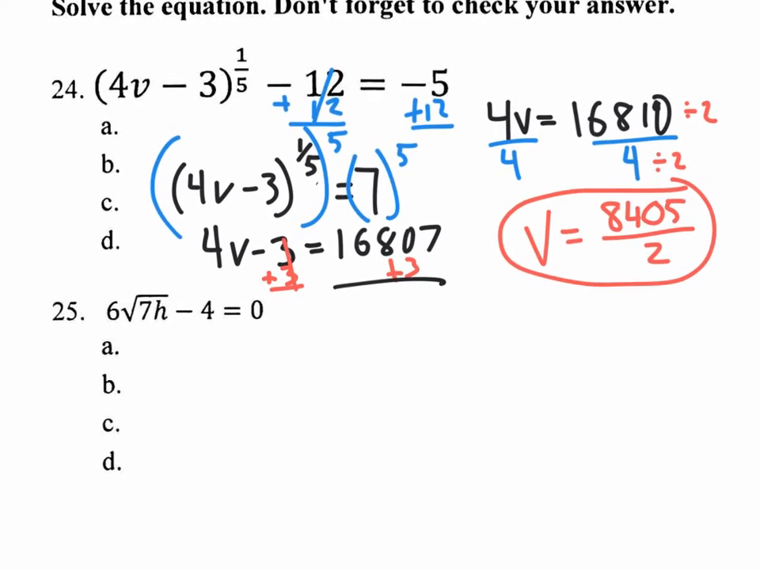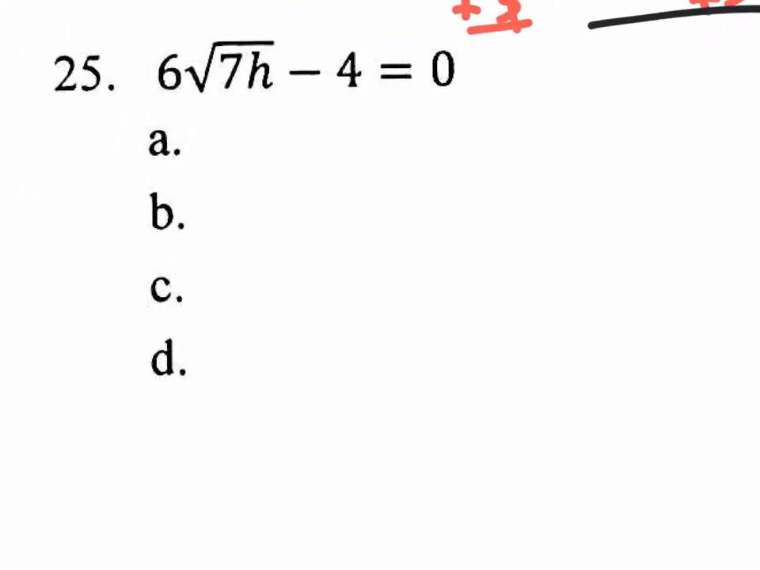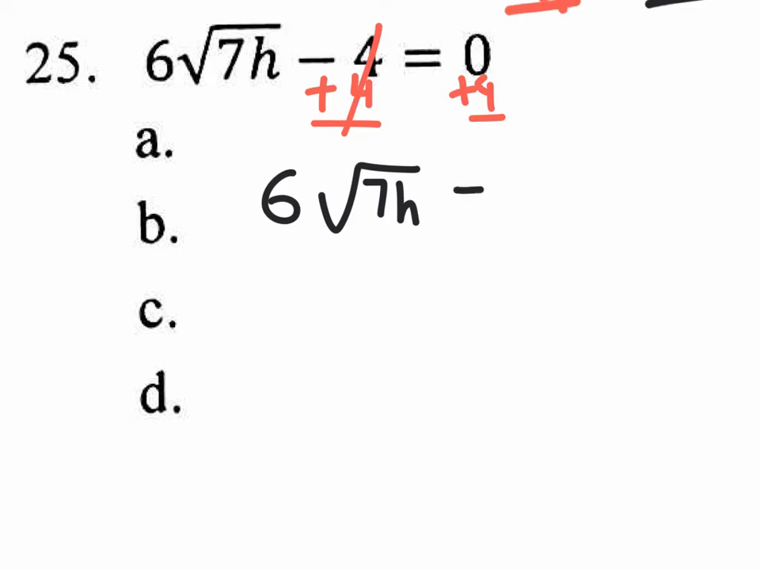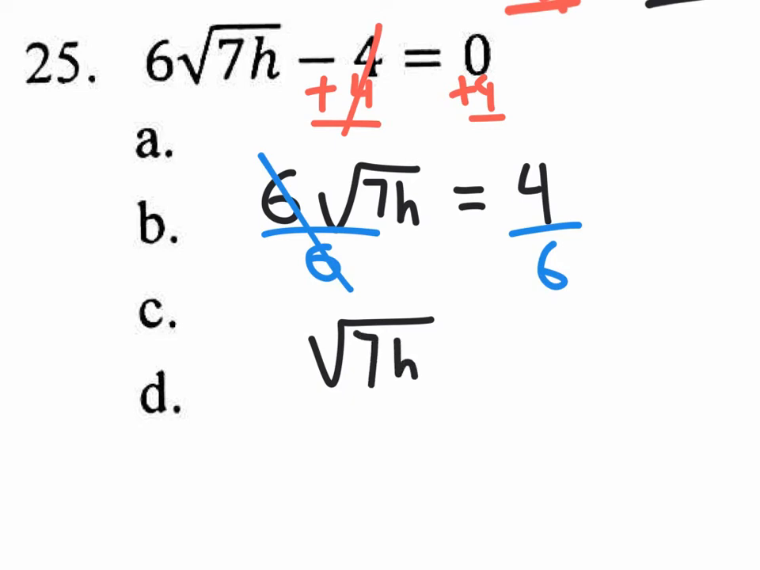So let's move on to the last one, number 25. Let's isolate the radical first. So we're going to go plus 4, you're going to end up with 6 square root of 7h equals 4. And we're going to get rid of that 6 by dividing by 6 and dividing by 6. So we're going to have the new radical equation, the square root of 7h equals, you could reduce 4 over 6 to 2/3. And after that, we're going to get rid of the square root by squaring both sides.